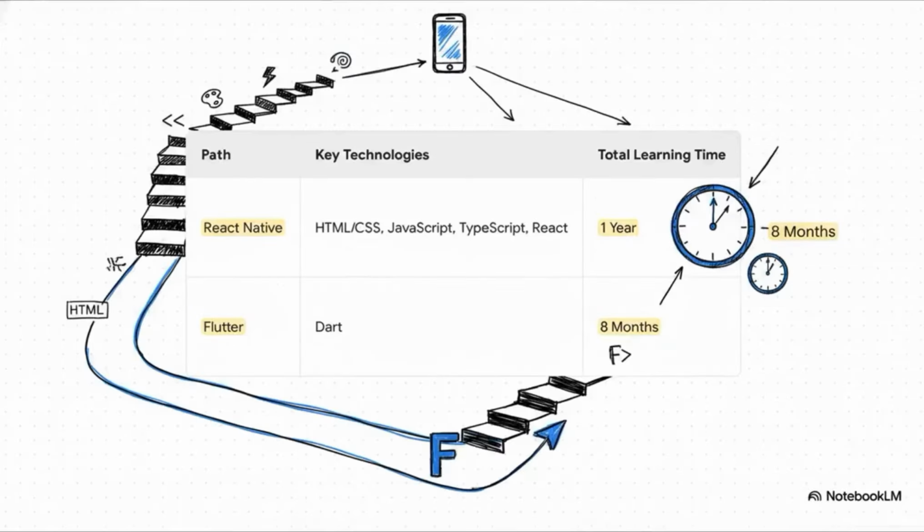And this right here is where that steeper learning curve becomes very real. Just look at the difference. To get good at React Native, you're not just learning one thing. You have to learn a whole stack of web technologies first: HTML, CSS, JavaScript, then React. Mosh figures that takes about a year. But with Flutter, you just focus on one new language, Dart, which can cut your learning time down to about 8 months. That 4 months difference is huge when you're eager to land that first job.